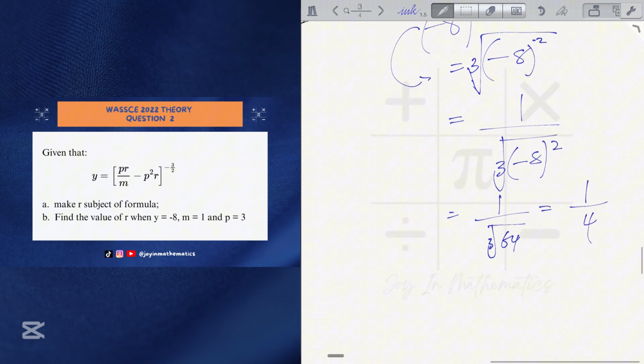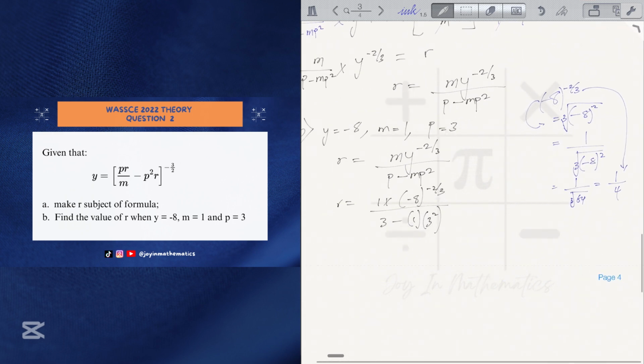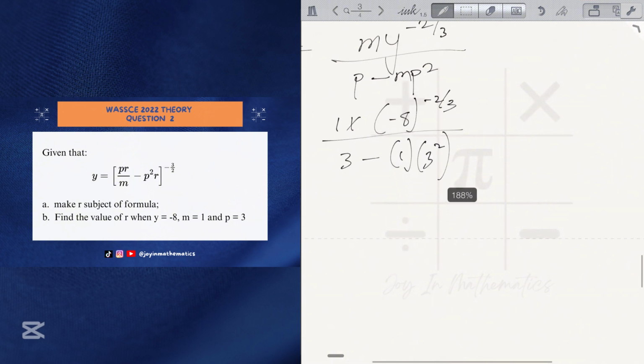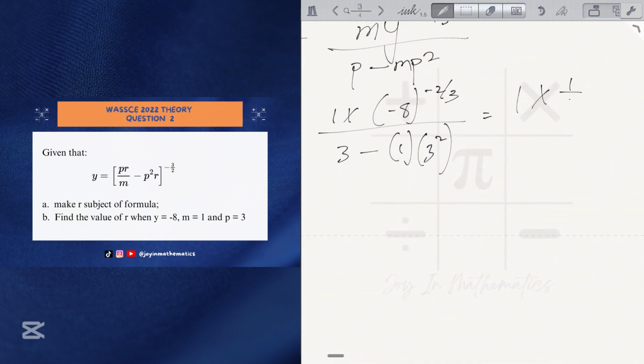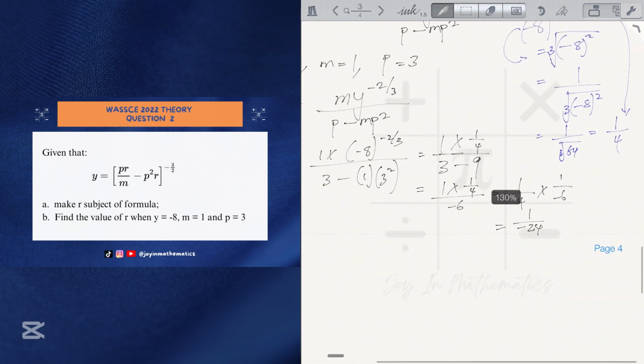So this will be 1 divided by the cube root of 64, and the cube root of 64 is 4. So wherever we see minus 8 raised to that power, we'll have 1 over 4. If you come back here now and make our substitution, this will be 1 multiplied by 1 over 4 divided by 3 minus 3 raised to the power of 2, which is 9. Simplifying further, this will be 1 multiplied by 1 over 4 divided by minus 6, and we'll have 1 over 4 multiplied by 1 over minus 6, and we'll have our answer, 1 over minus 24. So the value of r is 1 over minus 24.